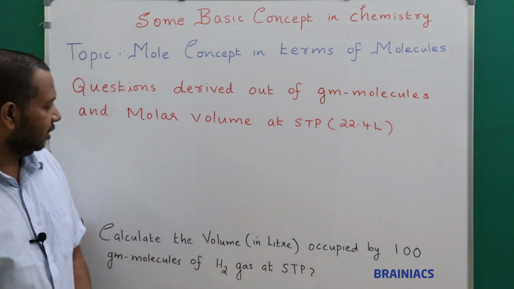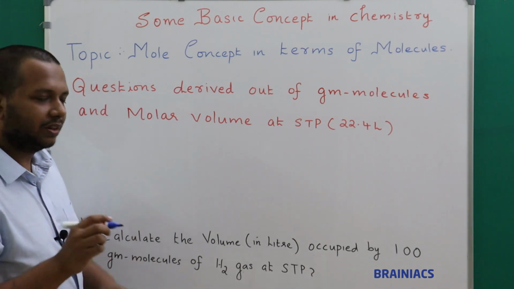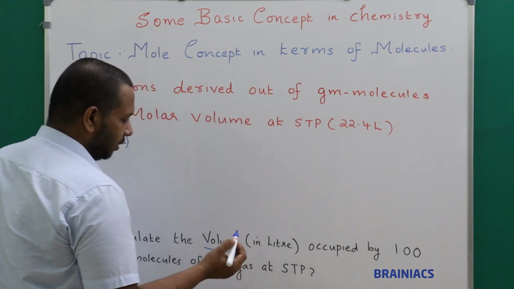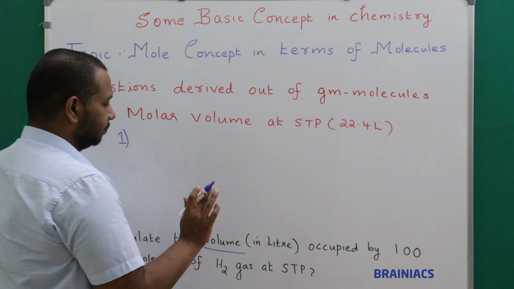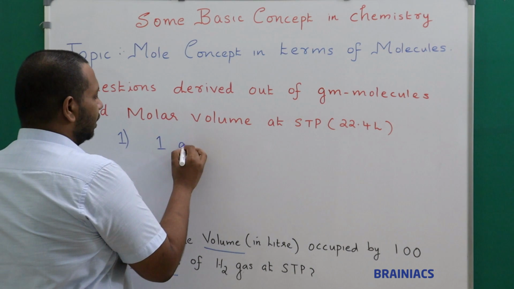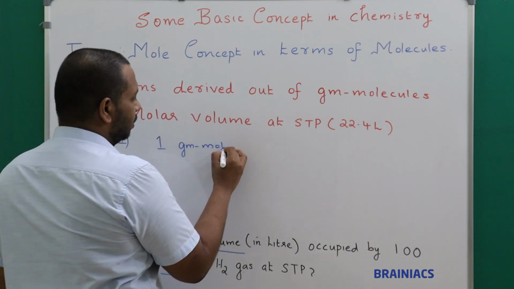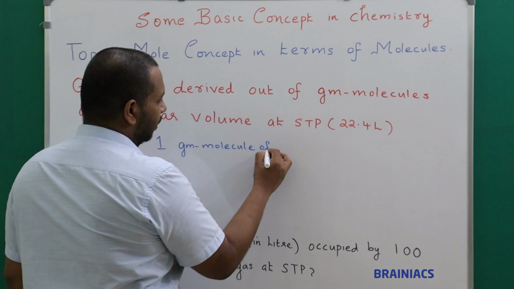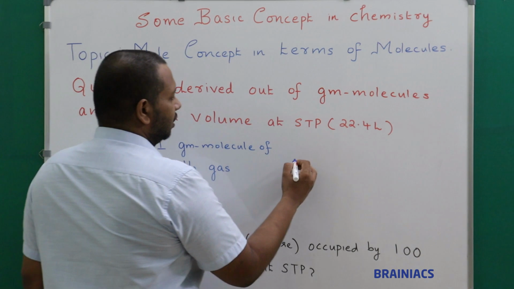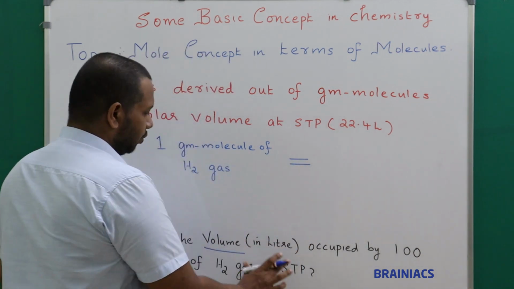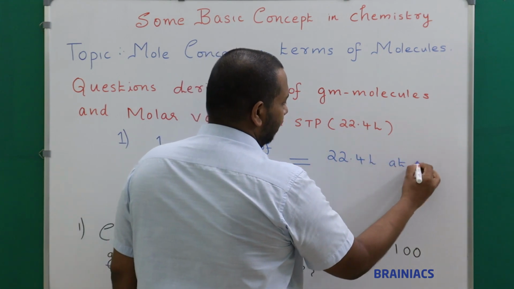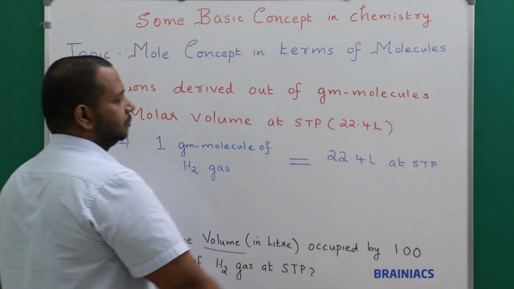So what is the way we used to do it? I hope now you are almost thorough with it. Okay, so the concept is, which are the 2 terms to be related? One is the volume and the other is the number of gram molecules. So I know that 1 gram molecule of, what is the gas mentioned here, hydrogen gas, will occupy how much volume at STP? 22.4 liter at STP. This is the fundamental formula, I know.